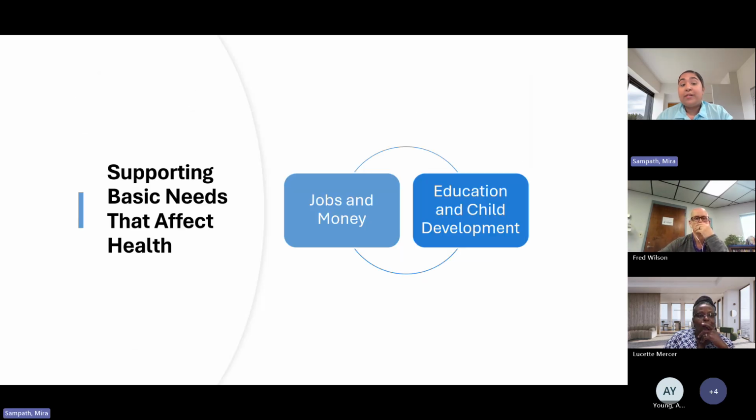So again, how does broadband support basic needs that affect health? Well, jobs and money. People can use the internet to find and apply to jobs. Oftentimes now, after the pandemic, remote work has become very common, so people can work remotely. People can access online job training. And all of these things can really impact your ability to earn an income and support your family and support yourself.